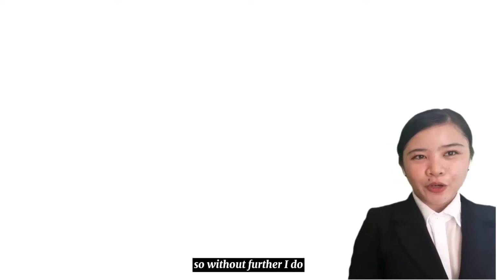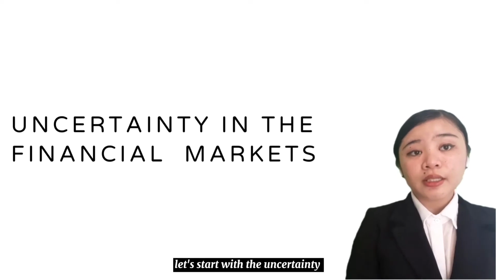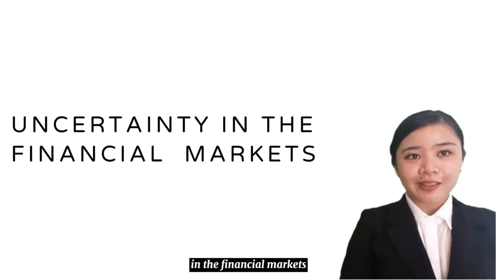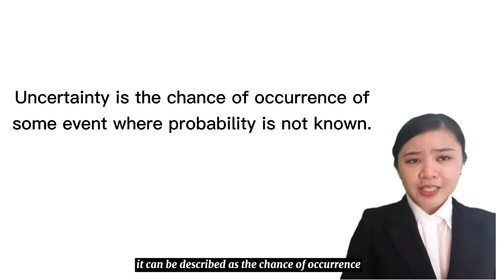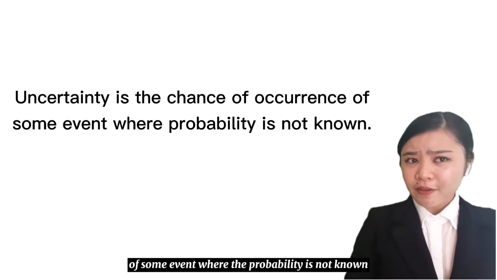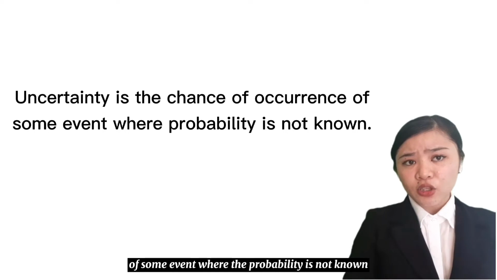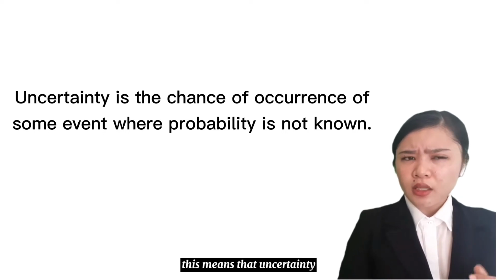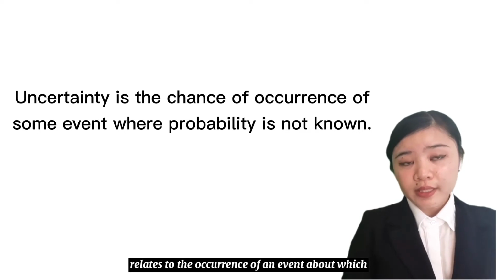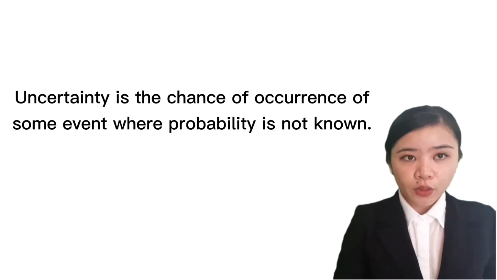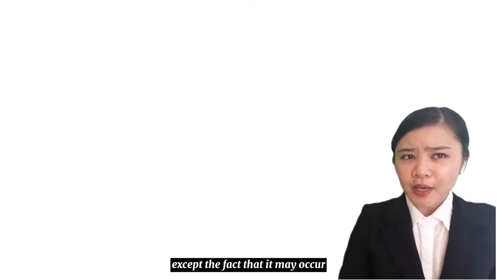So without further ado, let's start with the uncertainty in the financial markets. When we say uncertainty, it can be described as the chance of occurrence of some event where the probability is not known. This means that uncertainty relates to the occurrence of an event about which little is known, except the fact that it may occur.